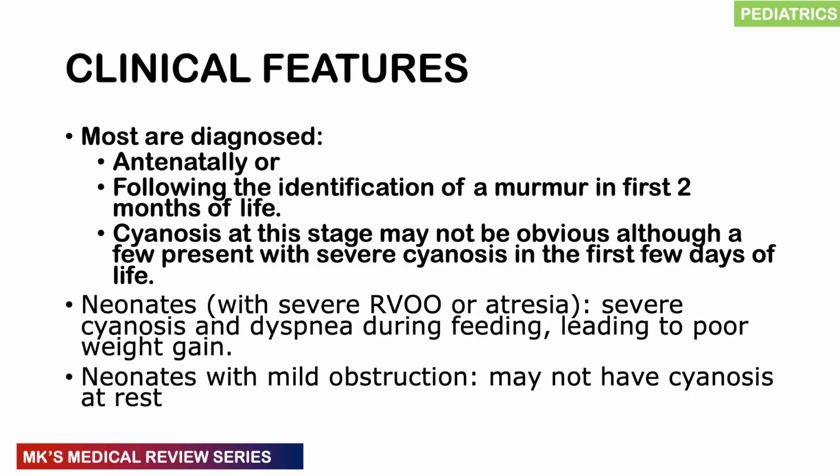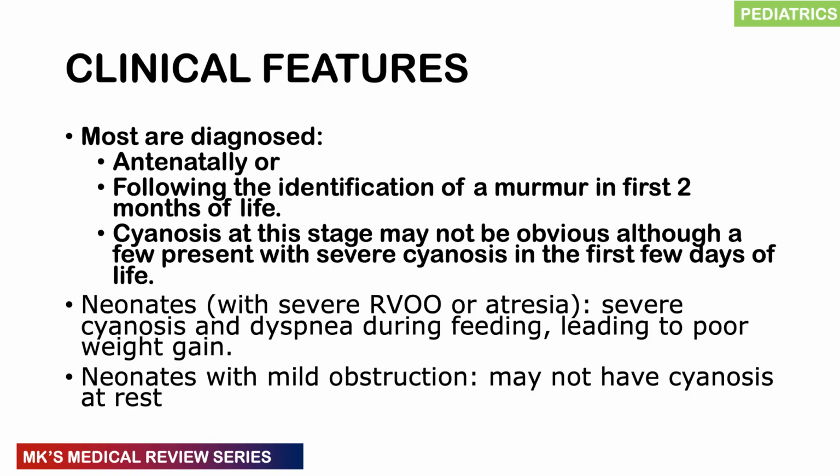Most often it's going to be diagnosed antenatally, or following identification of a murmur, especially in the first 2 months of life, or it could be cyanosis at any stage that may not be obvious, although a few present with very severe cyanosis in the first day of life. Neonates that have a severe right ventricular outflow obstruction, or atresia, are going to present with severe cyanosis.